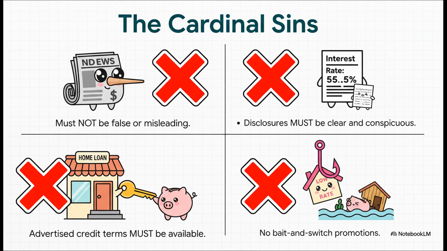Number 2, all those required disclosures have to be clear and conspicuous. You can't just bury them in tiny print. Number 3, you can only advertise terms that you can actually offer. And finally, bait and switch, absolutely forbidden. You can't lure a customer in with some amazing deal that magically disappears the second they walk in the door.